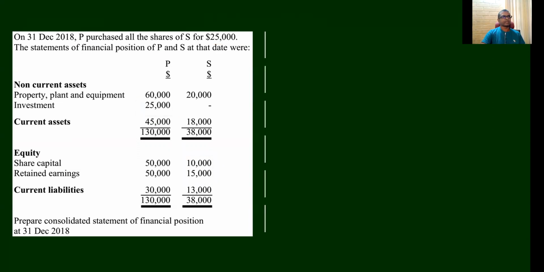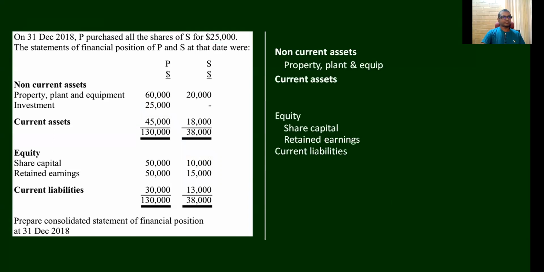Okay, so we are moving on to the preparation of the financial statement now. We'll see how to prepare this group financial statement. A consolidated financial statement is the financial statement prepared for the entire group. Now this is the P and S group, one group, because P acquired S. We prepare the financial statement for the entire group.